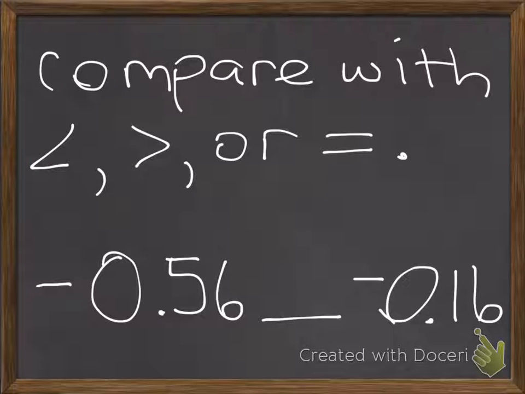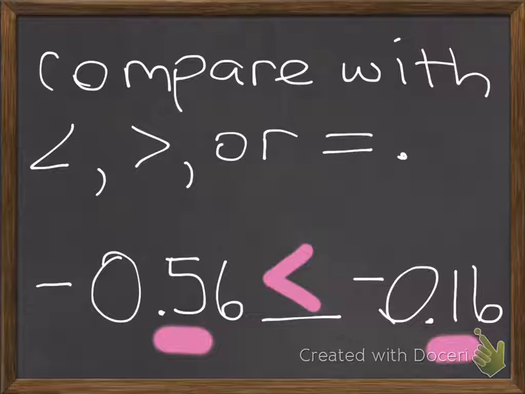Here we're comparing the two decimals, and they're both negative. So we take each decimal and we start with the same place value. So the tenths place value, we have a -5 and a -1. Which one is greater? Well, -1. So that means that we point our arrow towards the lower number and we open our arrow towards the higher number. So you would read this as -0.56 is less than -0.16.